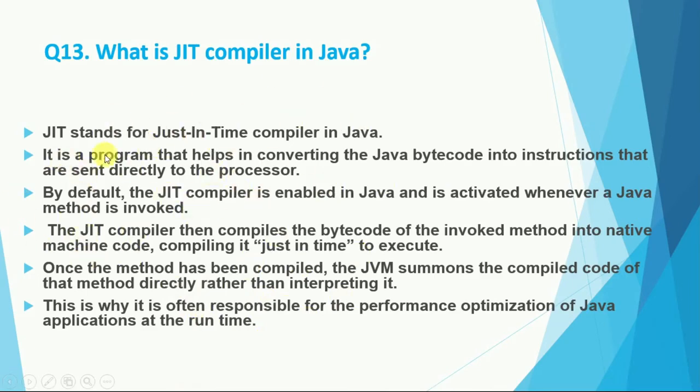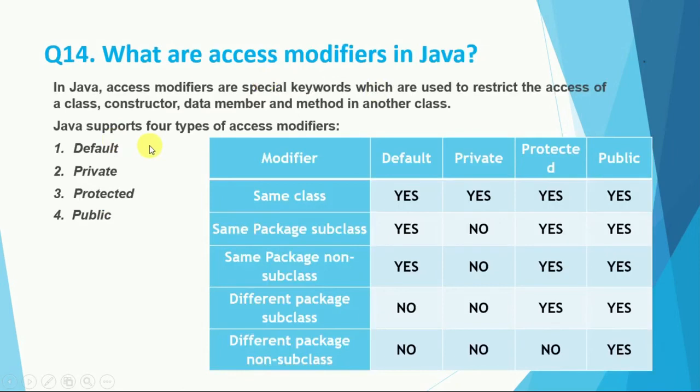So whenever we write any method in our Java program, that method is first invoked, and the JIT compiler is responsible for converting that Java bytecode into instructions, which is responsible for the performance optimization of Java applications at runtime. The invoked method is converted into native machine code and compiled just in time to execute. So, just-in-time compiler. I hope you understood.